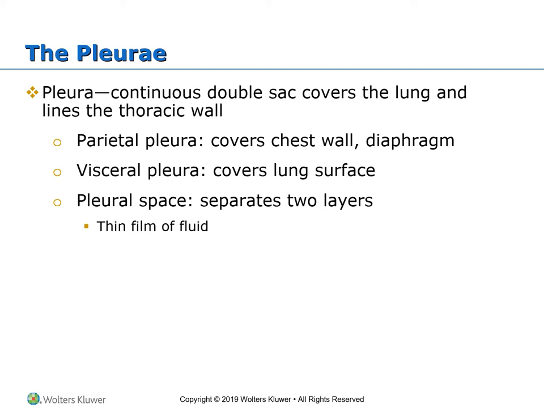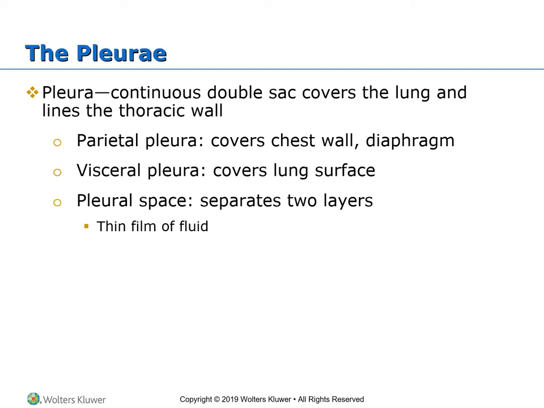Probably you remember from my previous lecture when I said that all those serous membranes that are covering a part of our body will be called parietal, while the layer that covers the organ itself will be called the visceral one. So in the case of the lung, we have the parietal pleura that covers the chest wall and the diaphragm, while the visceral pleura will cover the lung surfaces.